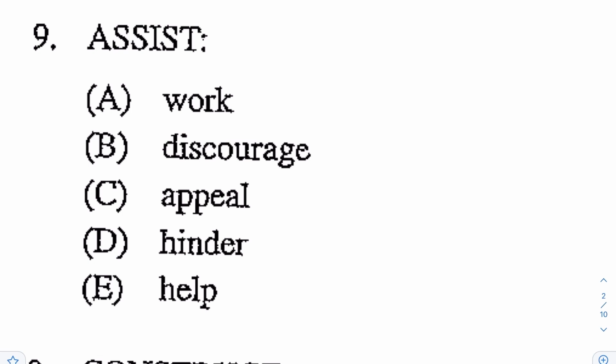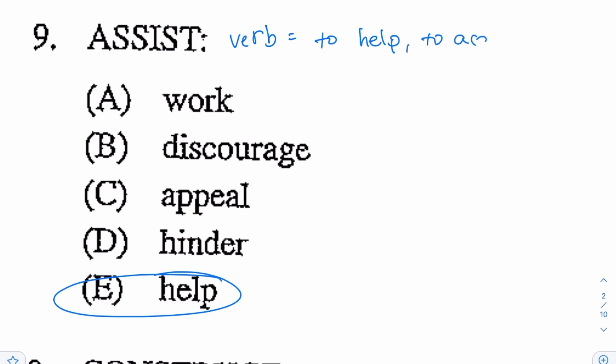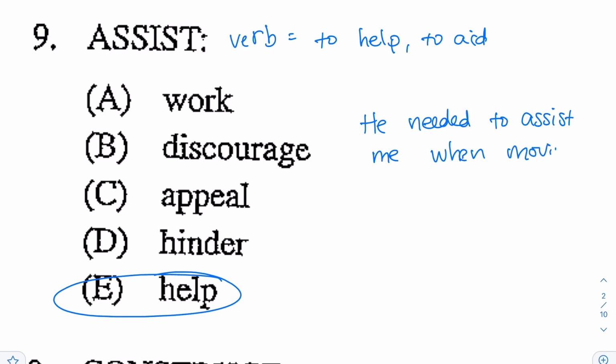Next, for number 9, the word is assist. So if you want to assist someone, you are, choice E, helping them. To aid, to help someone in need. Example, he needed to assist me when moving the couch. So for example, the couch is really large and you can't have one person moving it, so you need 2 people, or at least 2 people to move it. So you can assist or help someone to move something.